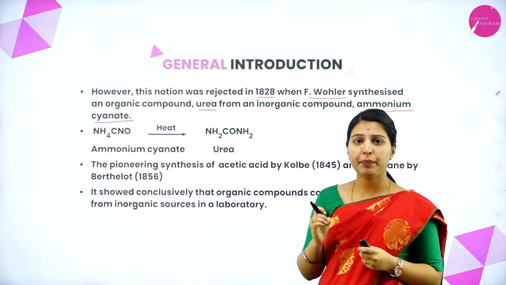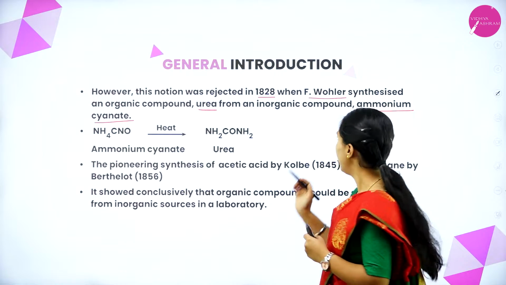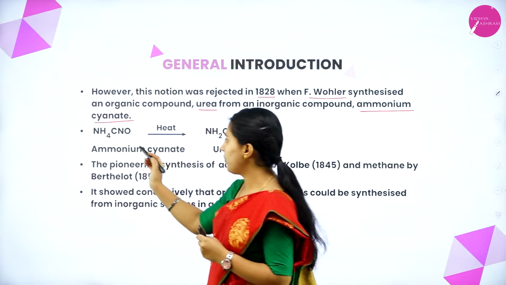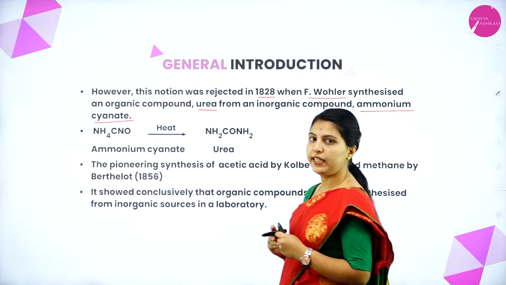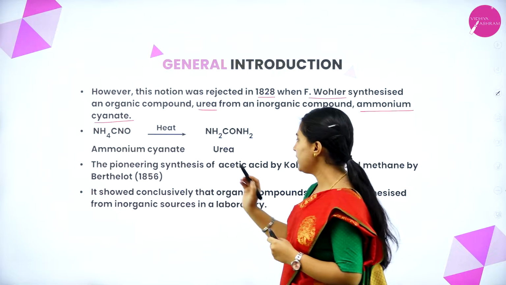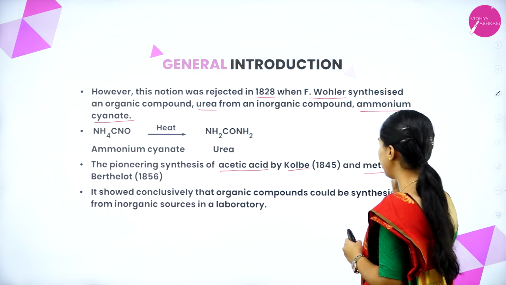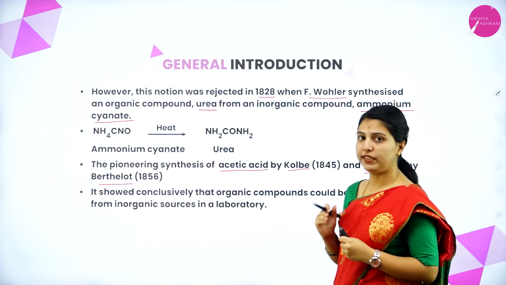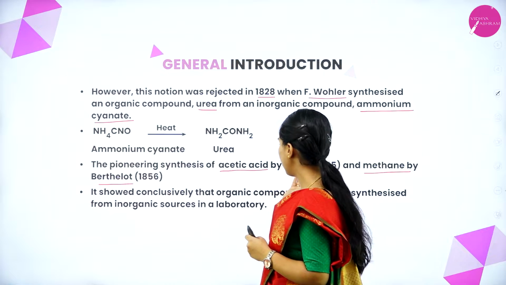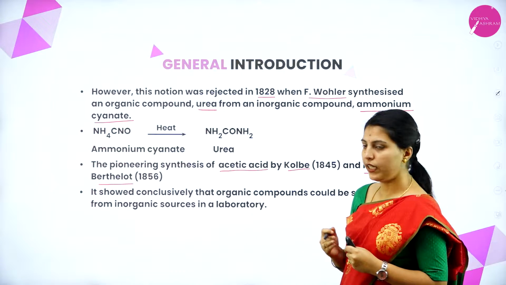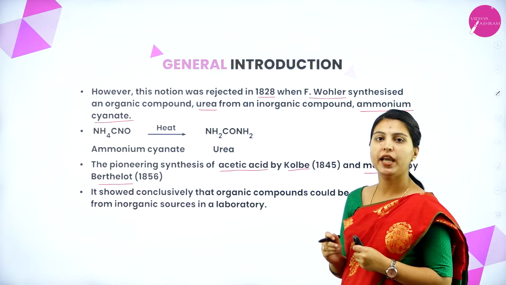He synthesized an organic compound, that is urea, from an inorganic compound called ammonium cyanate. This is the reaction: ammonium cyanate gives rise to urea in the presence of heat. It was followed by the pioneering synthesis of acetic acid by Kolbe in 1845 and methane by Berthelot in 1856. First Wohler synthesized urea, and he was followed by Kolbe and Berthelot. In the coming years, acetic acid was synthesized by Kolbe and methane was synthesized by Berthelot.